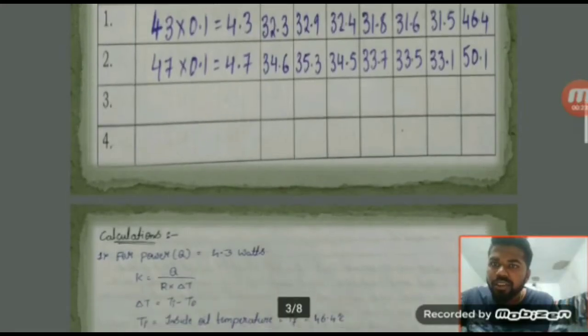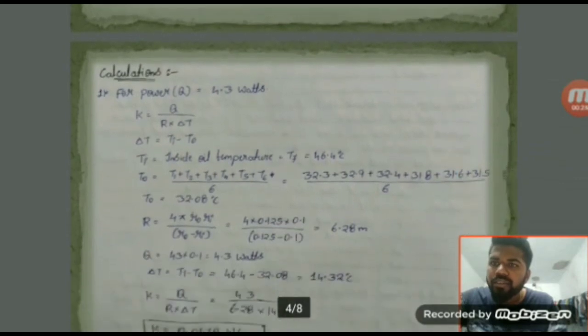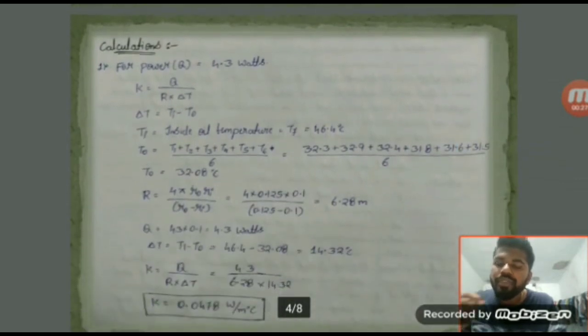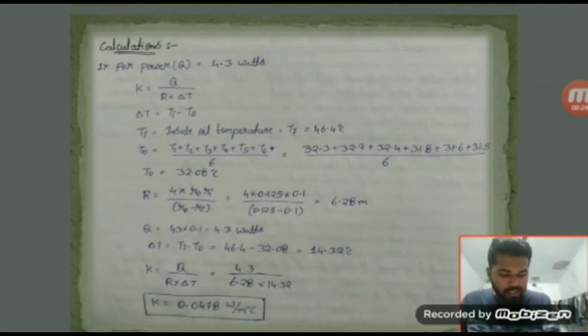Coming to calculations, the coefficient of thermal conductivity K is given by Q by R delta T. Here Q is the power input, R is the shape factor, and delta T is the change in temperature. We should consider the shape factor here because it is not a cylinder, it is a sphere. There will be a change in diameter at every cross section when we go in the axial direction. And then delta T is given by Ti minus T naught.